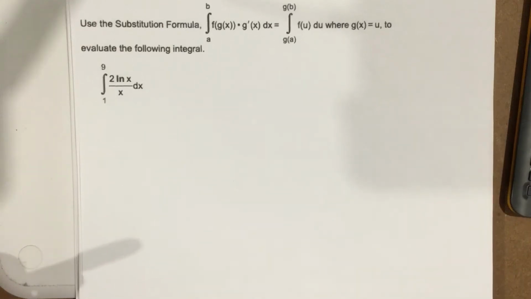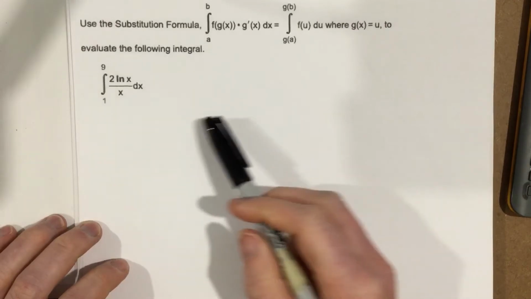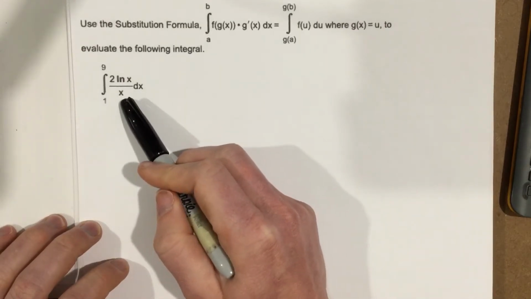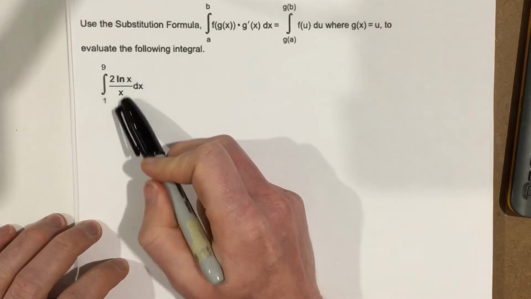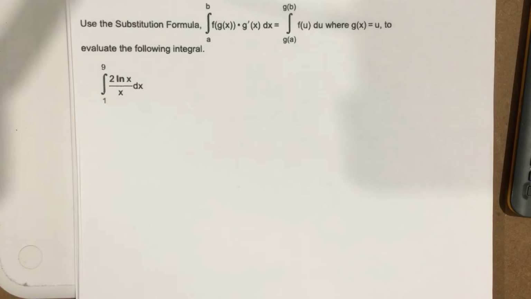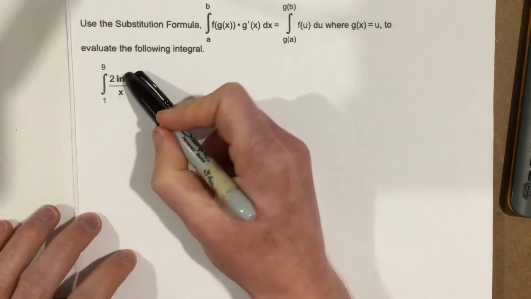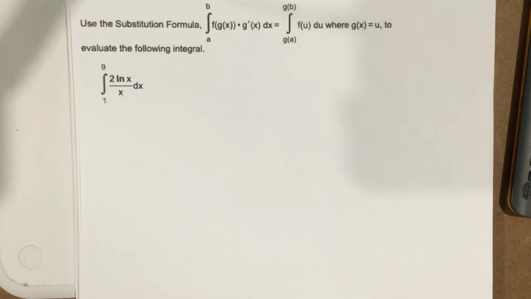This is problem number 3 from section 5.6. We want to use the substitution method to evaluate the following integral. Now you can see that we have natural log x over x. That kind of creates a little bit of an issue here because we have function on top, function on bottom of a fraction. We don't really have a way to evaluate that integral without using substitution.